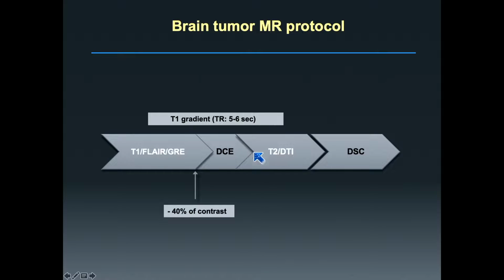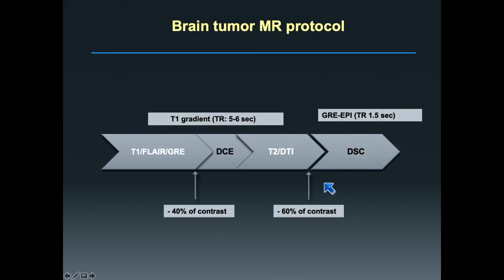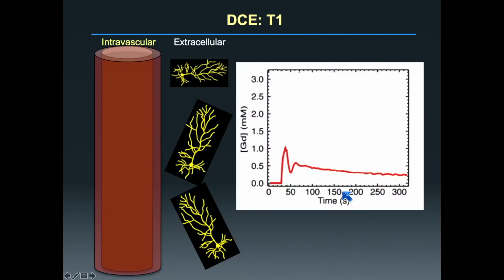Then you really want to wait about 8 minutes before you do the other perfusion imaging. So during that gap, we basically do T2 and DTI, or whatever the referring physician wants. Some volumetric imaging, for example, for BrainLab, or surgical navigation, and then at the end we finish with dynamic susceptibility contrast, or DSC perfusion, where we give the rest of the 60% of the contrast to accomplish that.